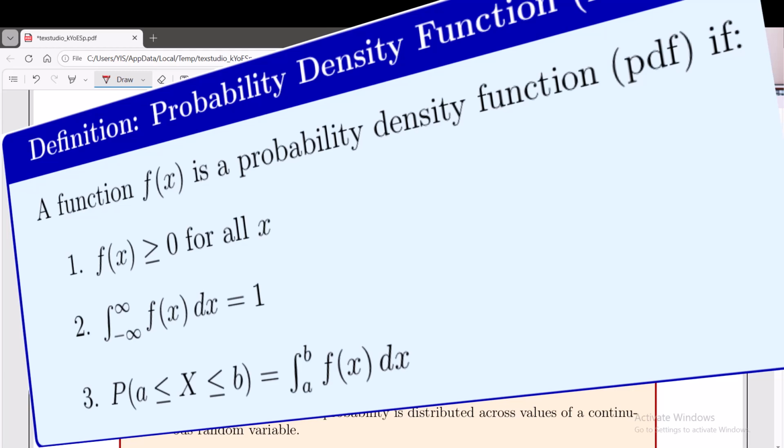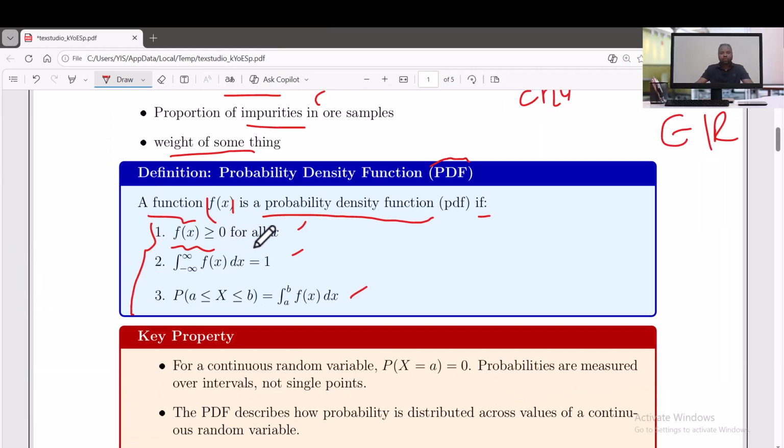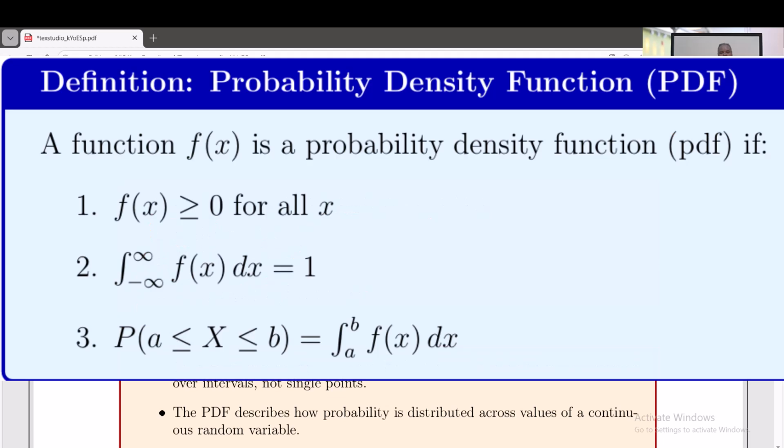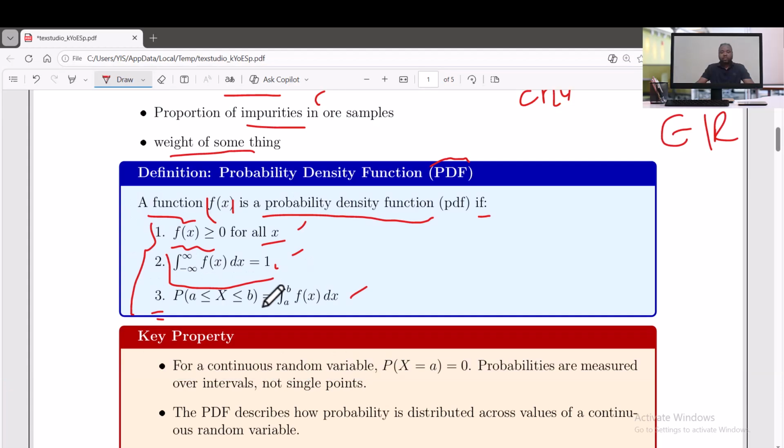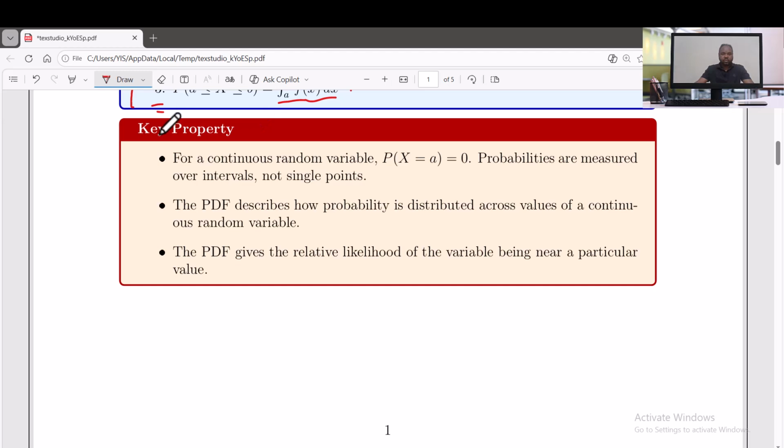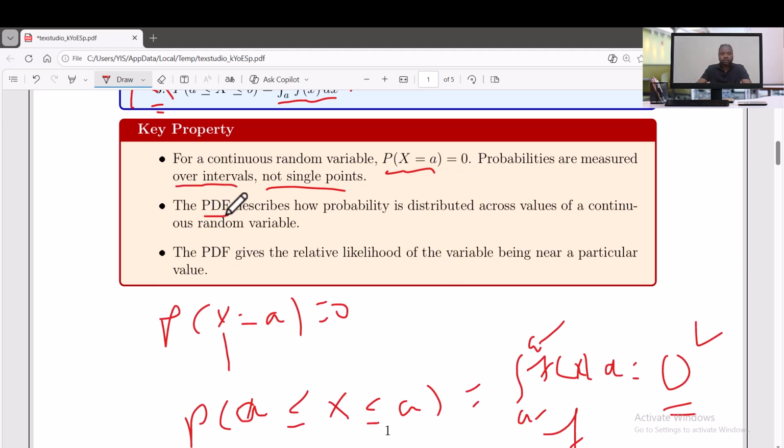One, the function should be non-negative for all x, right? The second one, the area over the real numbers should be 1, right? And the third one, for any interval a and b, the probability is computed using this. Further properties of the probability density function: for any continuous random variable, the probability of a single point is 0. Another point here is that the PDF describes how probability is distributed across values of a continuous random variable. Thus, it gives the relative likelihood of the variable being near a particular value.